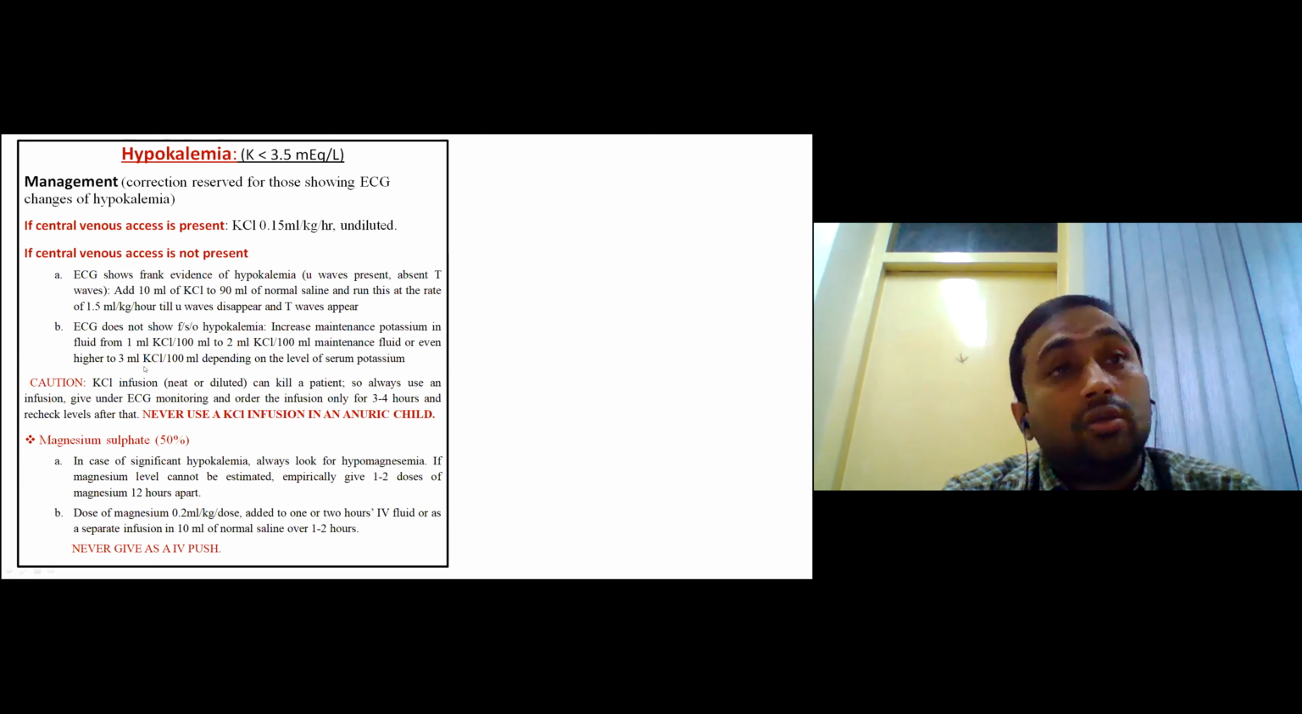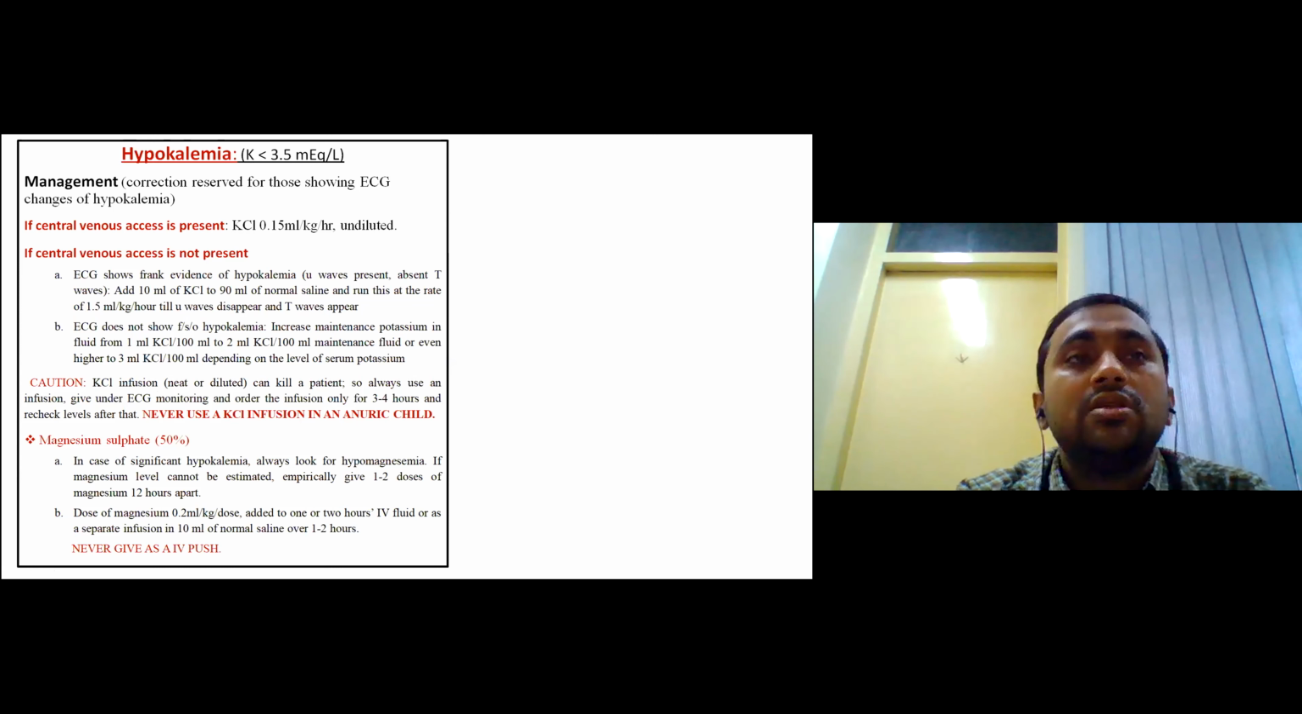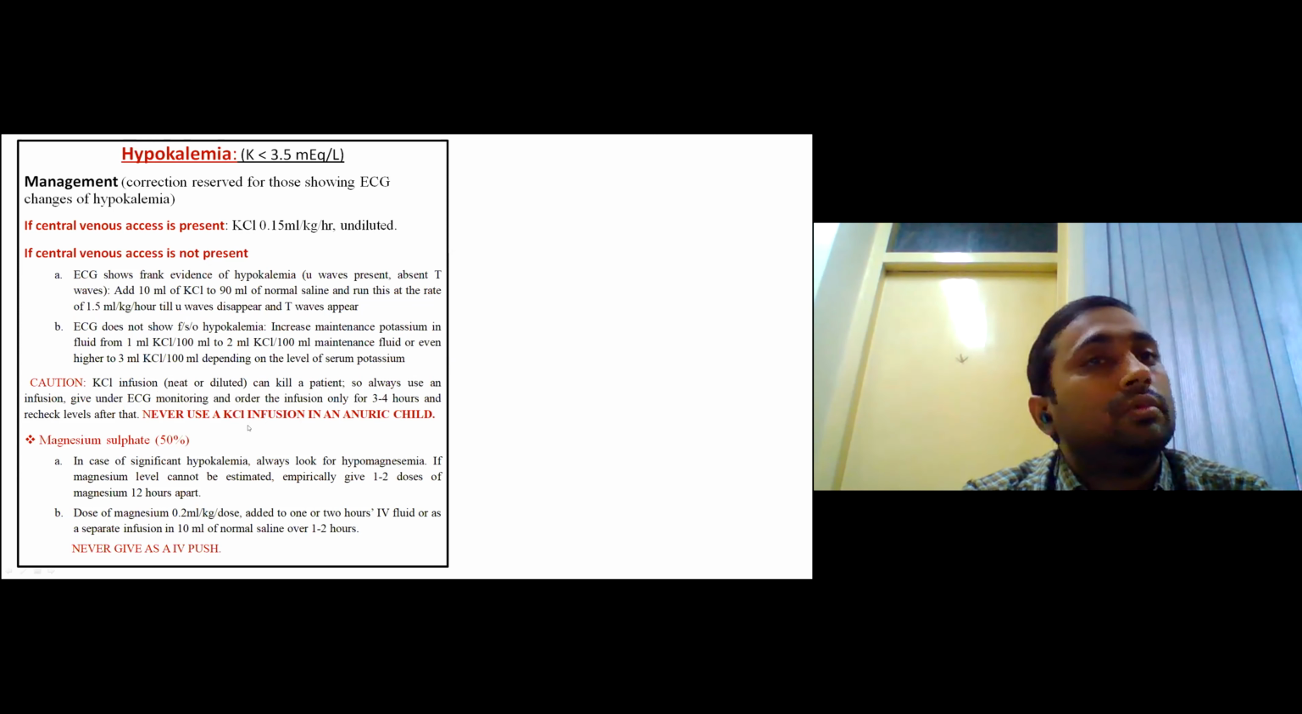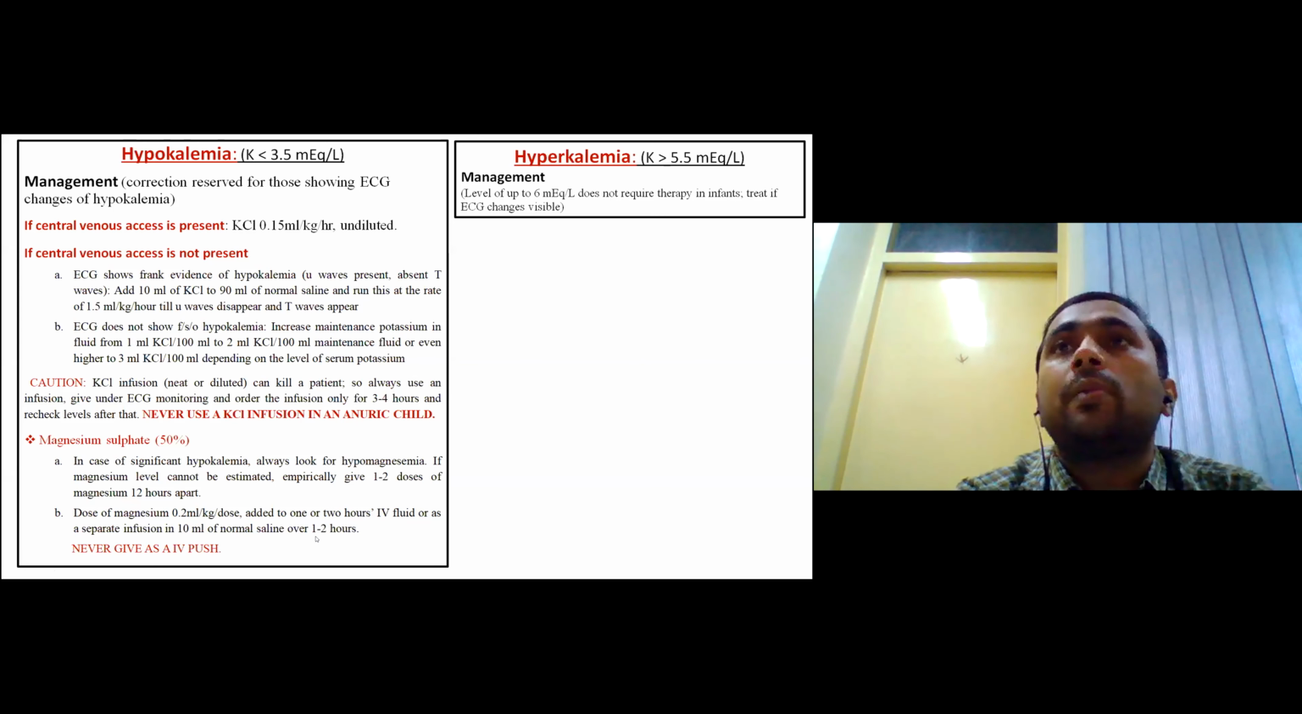This KCl could be life-threatening, so we have to keep very strict ECG monitoring while giving this, and we have to reassess every 3 to 4 hours so that we don't overdo it, and that could be life-threatening. And in an anuric child, we should never use KCl infusion. In a case of significant hypokalemia, always look for hypomagnesemia, and magnesium is given in the dose of 0.2 ml per kg per dose, and it has to be added to IV fluids and given over 1 to 2 hours, or maybe given as a separate infusion over 1 to 2 hours. Never give as IV push.